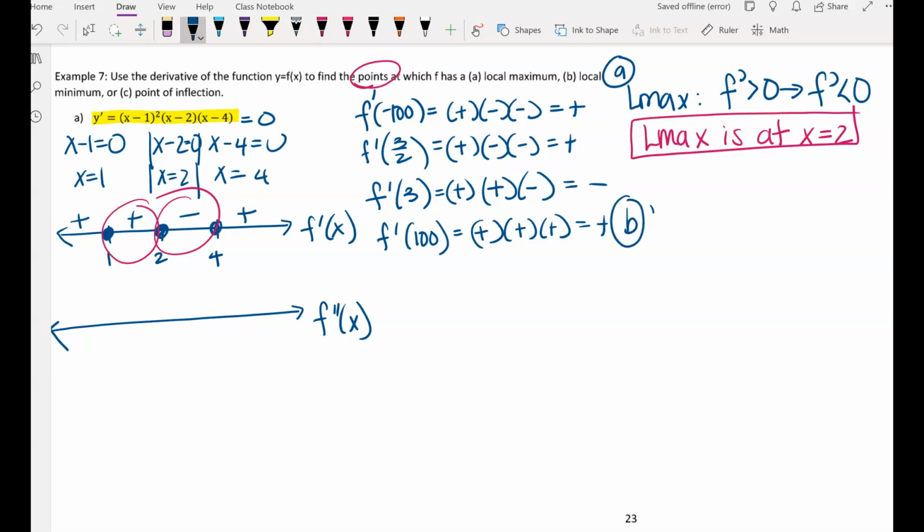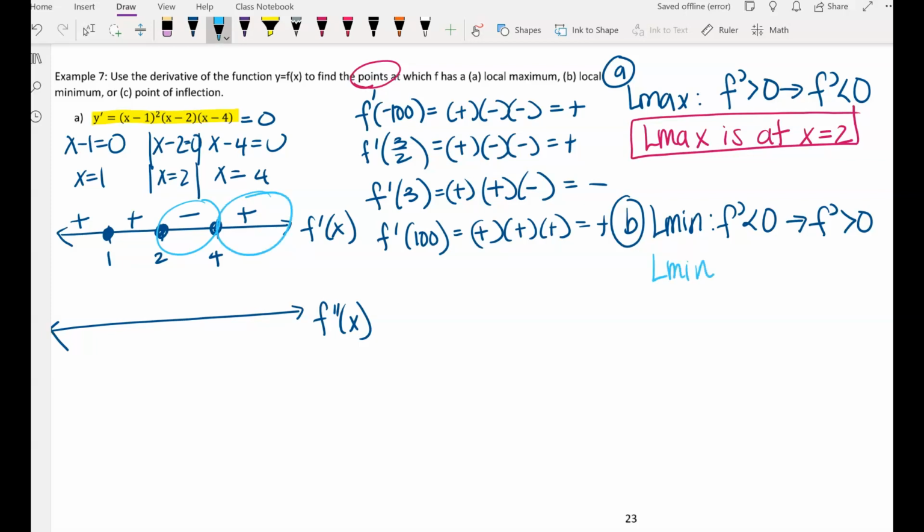Now B says L min, and if you remember, local min is when the first derivative changes from negative to positive. All right, so I'm going to erase my previous two circles. Here's negative, and it changed to positive. So L min is at x equals 4. So that's not too bad.